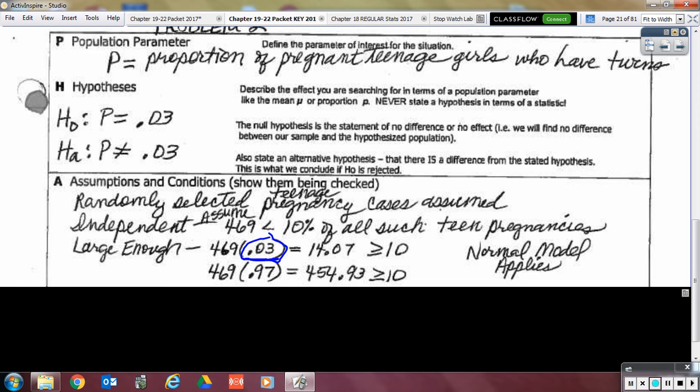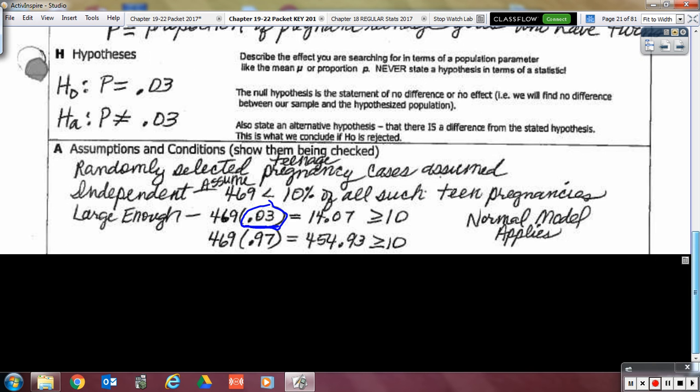So the question is pregnancies versus births. Sorry, I interchanged those and made an assumption that the pregnancies will result in successful births. I should be more specific about that. We're assuming that when we have a pregnancy, it goes to term and we have a birth, even if there is early pregnancy termination. So I was using those interchangeably. Okay. So our normal model applies.